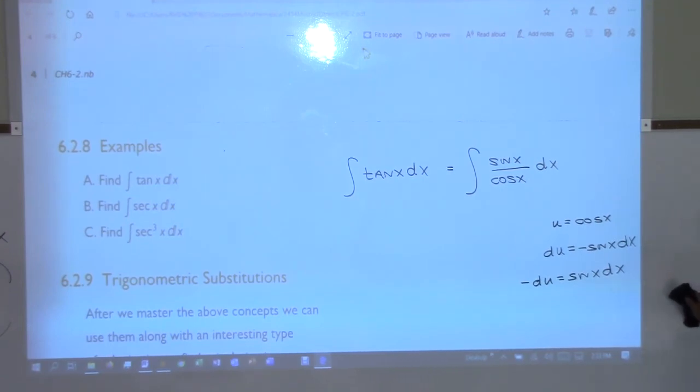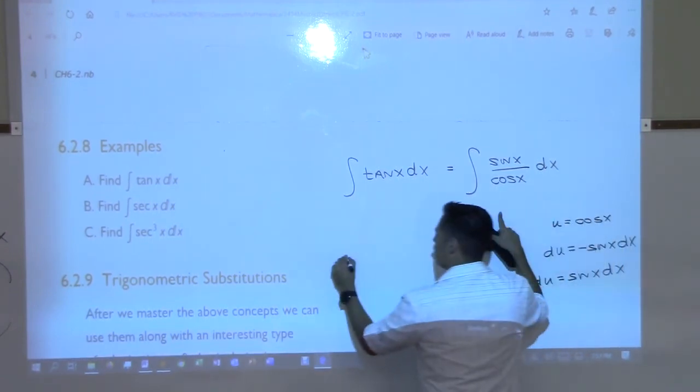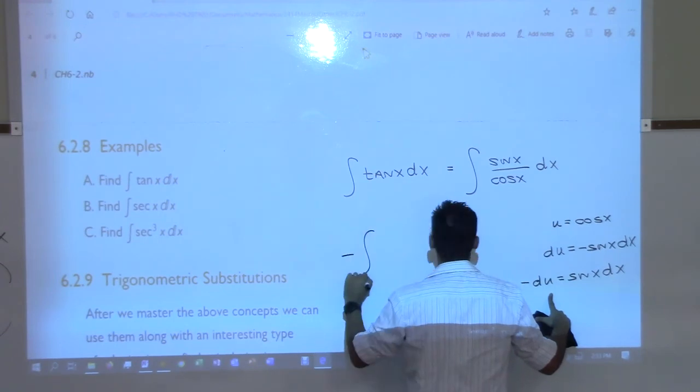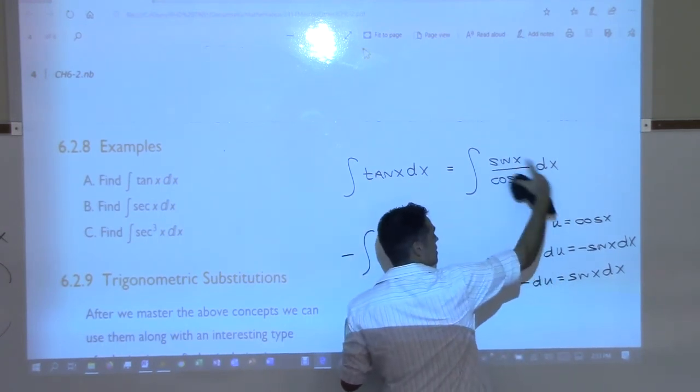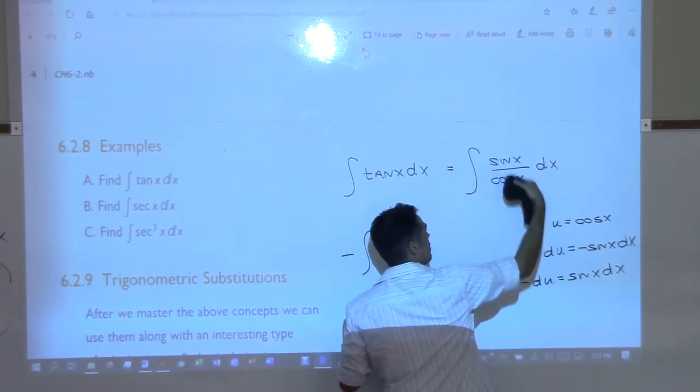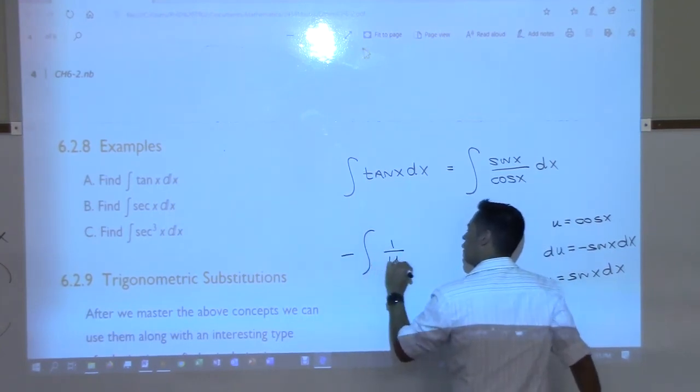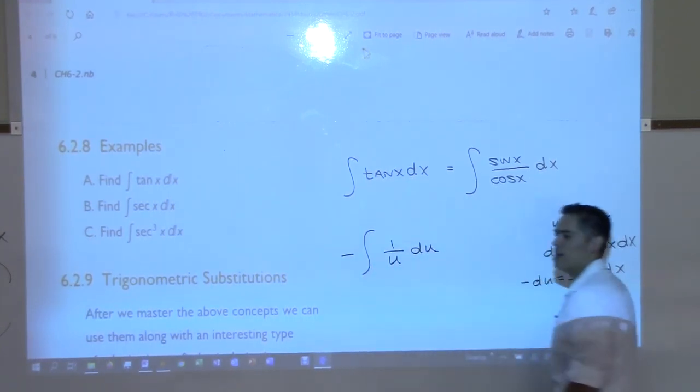Okay? Let's rewrite the problem. This becomes negative because of this integral. The sine x dx is accounted for, right? So all I have is the cosine on the bottom. So that's 1 over u du. See how that just rewrites?